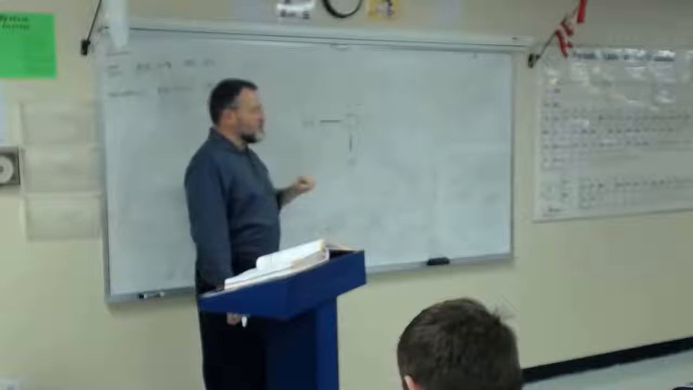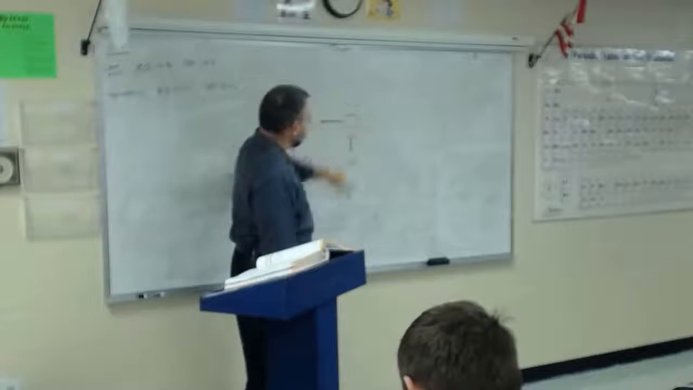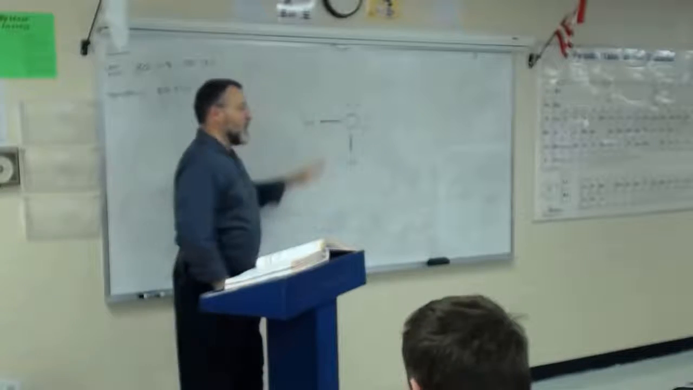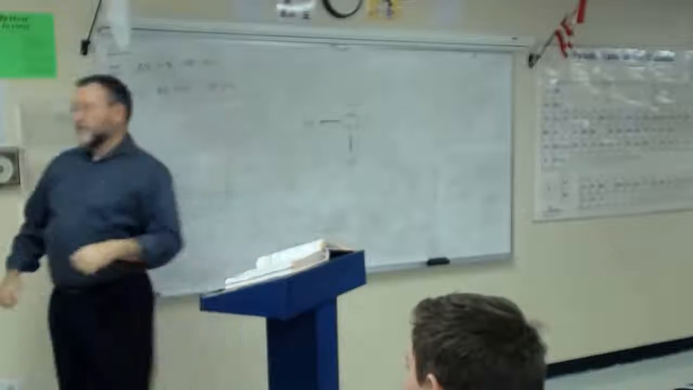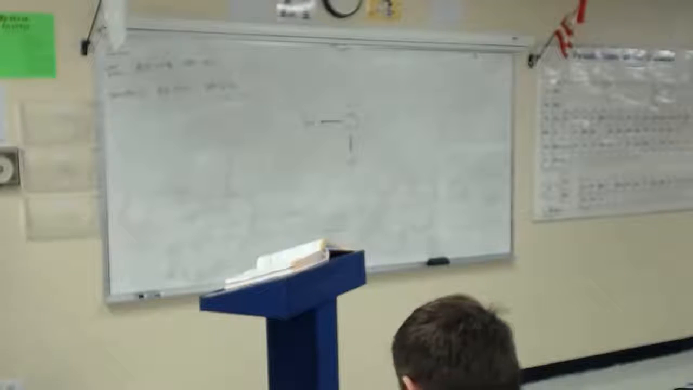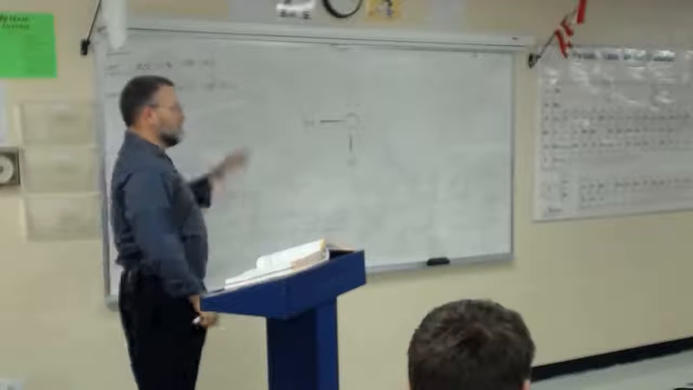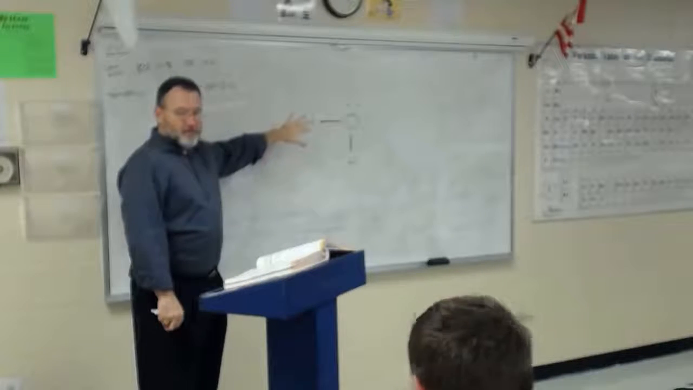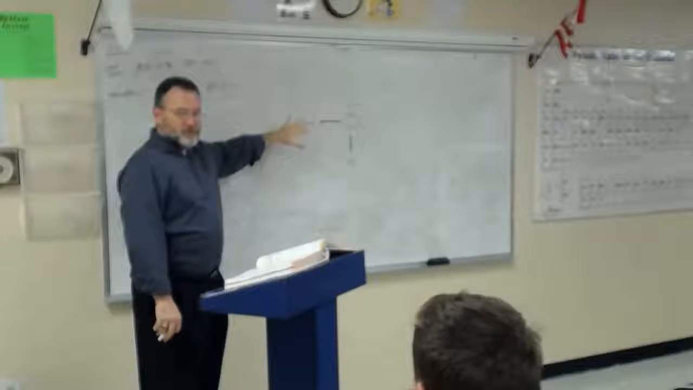What about the oxygen? 1, 2, 3, 4. This bond is 5, 6. This bond is 7, 8. Oxygen sees 8. So hydrogen sees 2. The other hydrogen sees 2. The oxygen sees 8. The octet rule is satisfied. This is the Lewis structure for H2O.